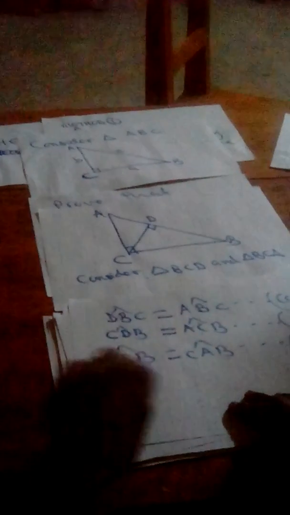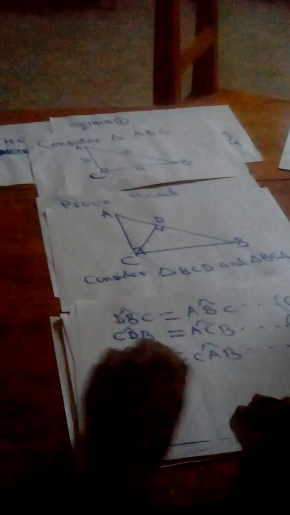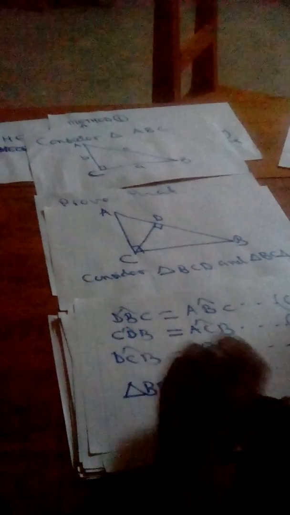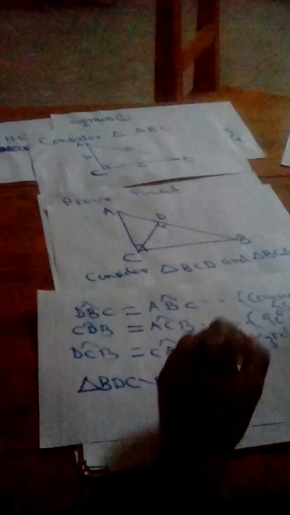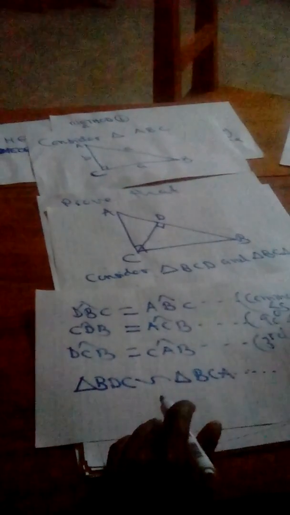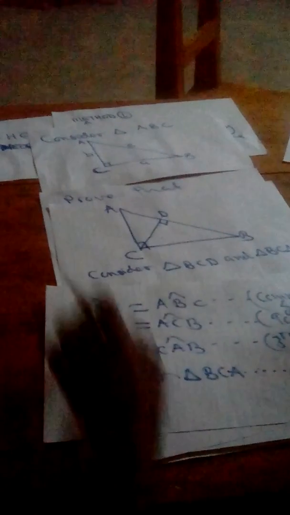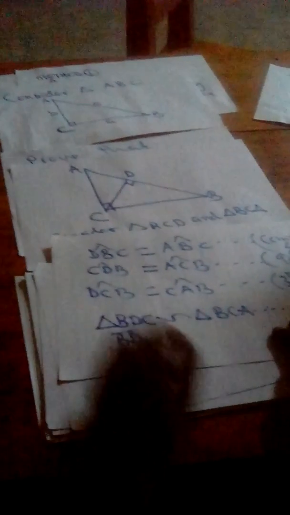So here you can state triangle BDC is similar to triangle BCA, and the reason is that all corresponding angles are equal. When all corresponding angles are equal, then the ratios made by the sides will be equal. This is what we call the proportionality needed to show similarity. So take BD and BC.